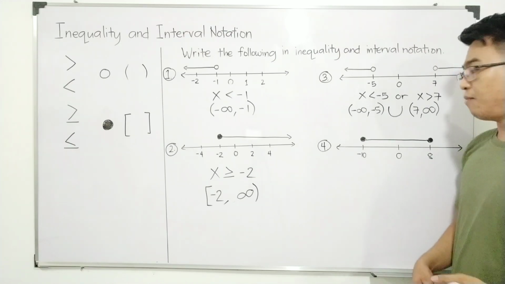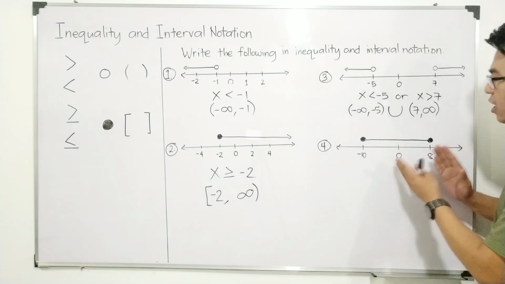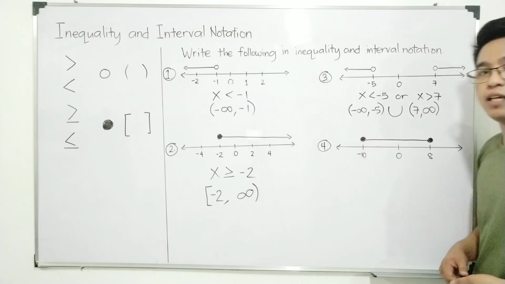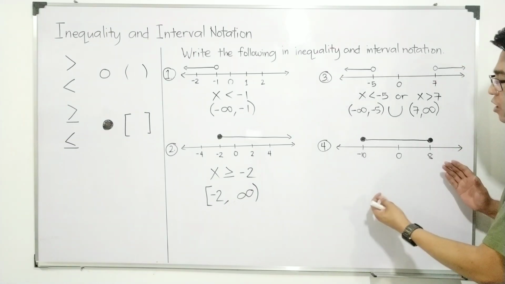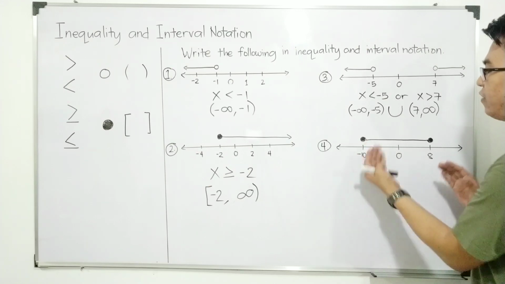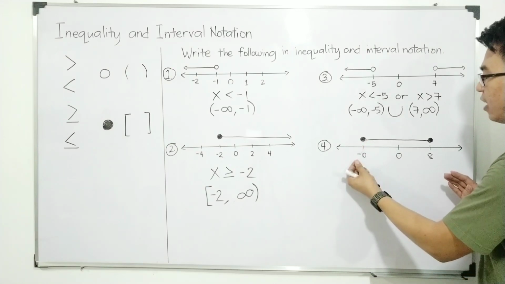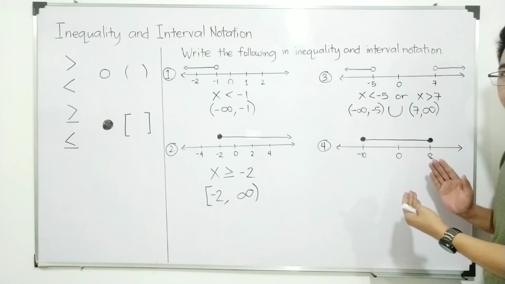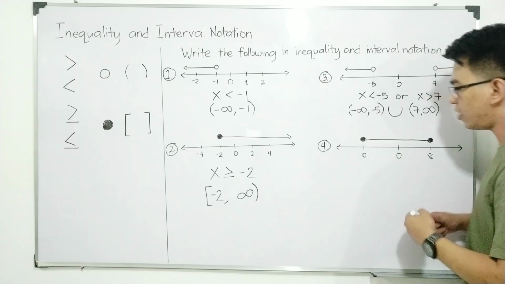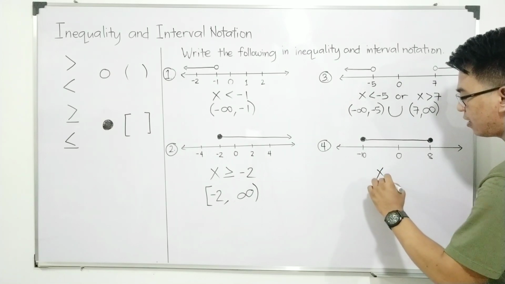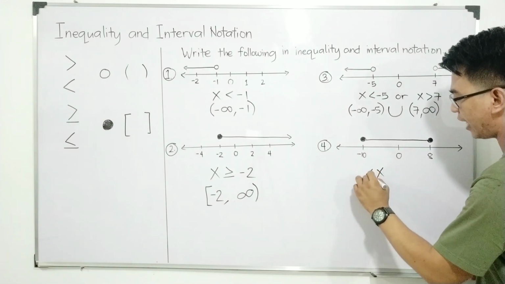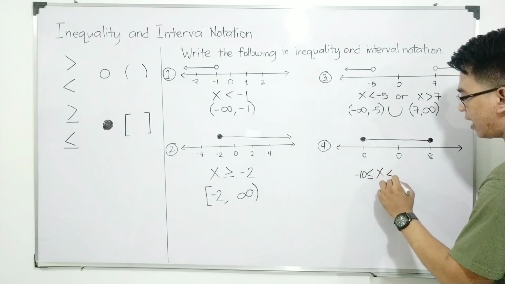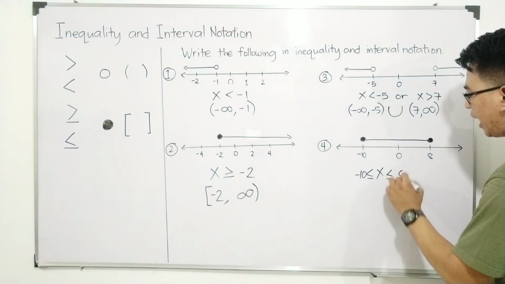Now, let's have the final example. Wherein, sir, paano naman po ito? Dalawa sila sa gitna. So dito, medyo compound yung ating inequality, in which, kung mapansin nyo, the solution of the inequality is from -10 up, pero dapat mag-end lang siya sa 8. So, ang kanyang inequality symbol is this. X is greater than or equal to -10, pero syempre, less than or equal to 8.